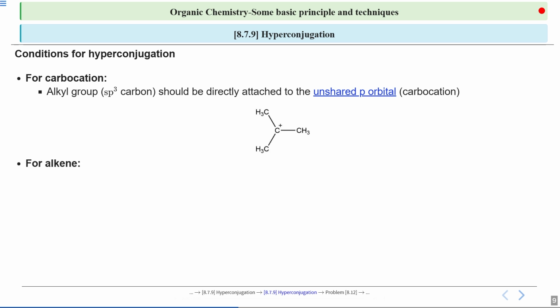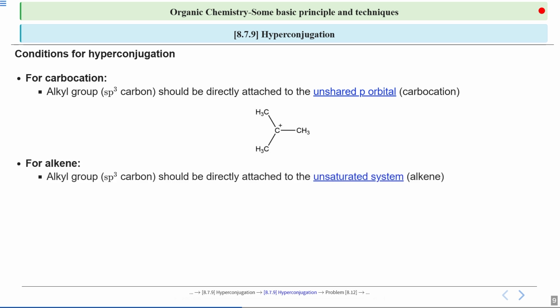Then for alkene, what is the condition? Here the sp3 carbon should be directly attached to the unsaturated system. So here you can see an example of it. We have a CH3 group, which is of course sp3 hybridized, and we have a doubly bonded carbon, which is sp2 hybridized. Now here the possibility of hyperconjugation is there. I hope you're getting my point.